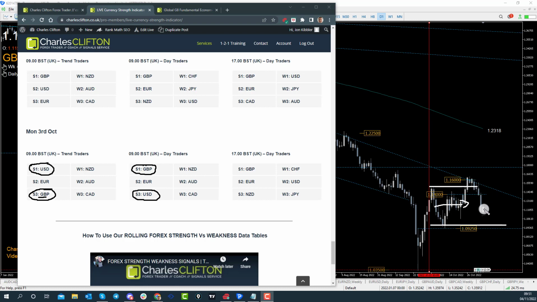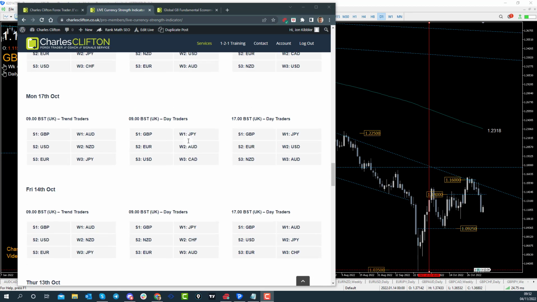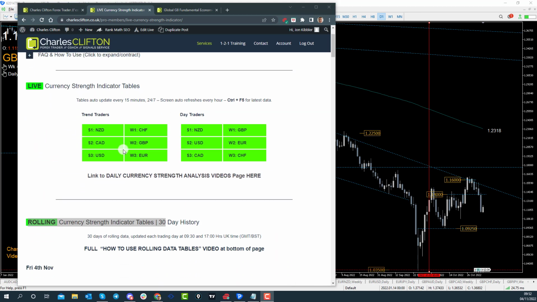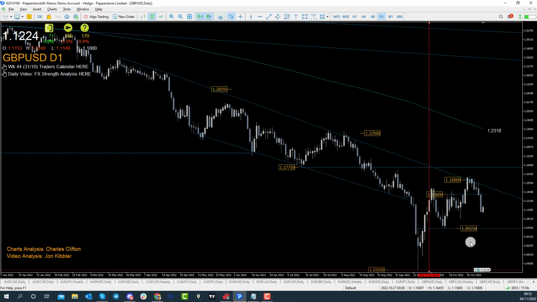Now, however, price is still within that boundary, but we're having the opposite effect. If I scroll back up now to the live currency strength indicator, we have pound on the weak side and dollar on the strong side. So that would suggest to me that pound dollar now could be continuing the move to the downside here. So when you're looking at the live currency strength indicator tables, make sure that just because you're seeing a downward trend doesn't mean that that trend is going to continue at that point.